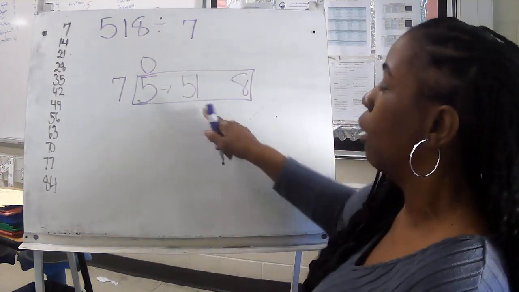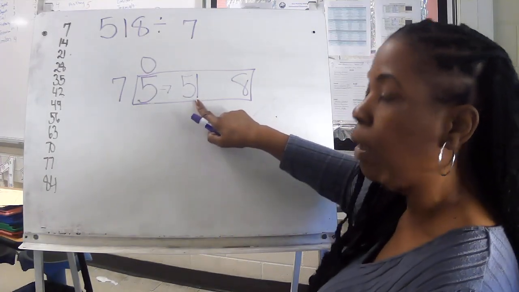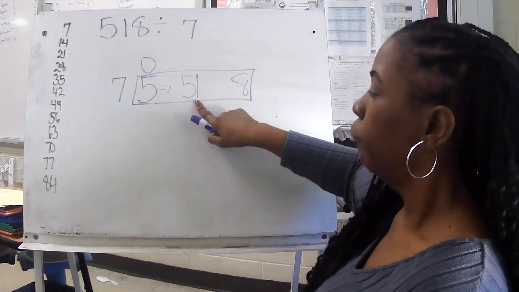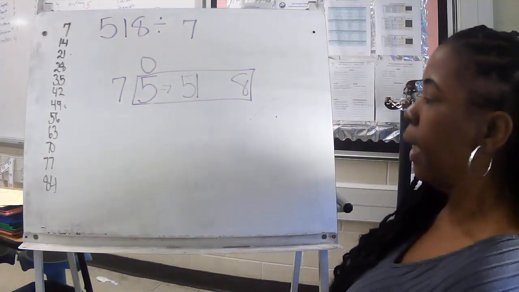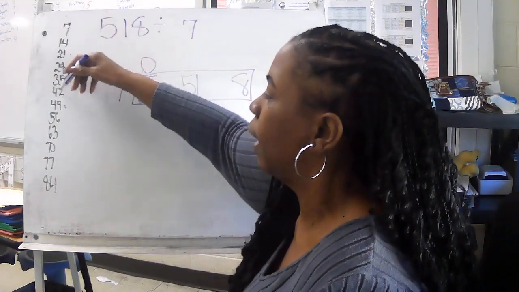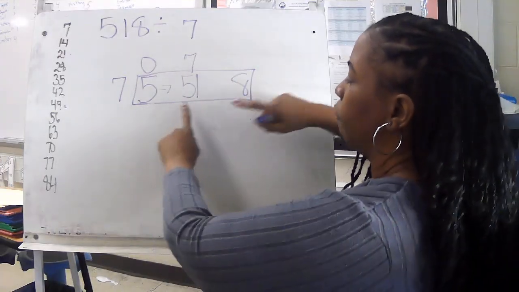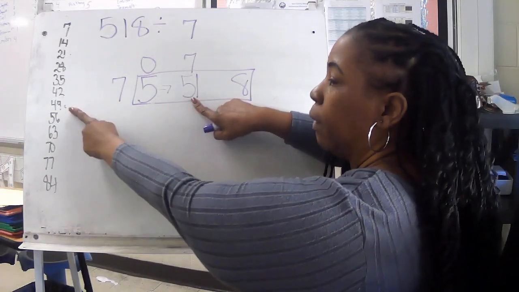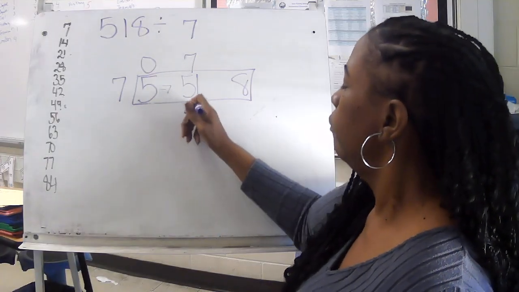Okay? Now I go to my multiples. I cannot pass 51. I have to get as close as possible without going over. The closest I can get is 49. Okay? Now, how many did I go down? Let's count. 1, 2, 3, 4, 5, 6, 7. 7 goes up top. Is the 51 in the number with the dot the same number? No, it is not. Therefore, we must subtract it.